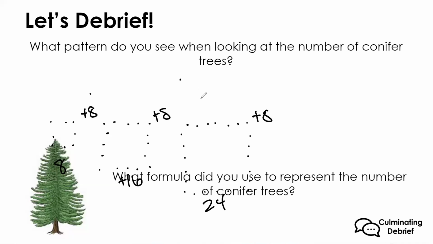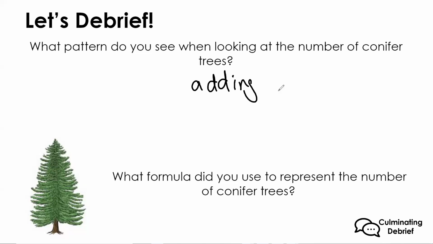So what does that look like with a formula? We're adding 8 each time. Row 1 is going to have how many? And then row 2 is going to have how many? So for every row, we're going to multiply by 8. That's what you're telling me, because row 3 had 24, right? So 8 times 3 is what? 24. Okay.